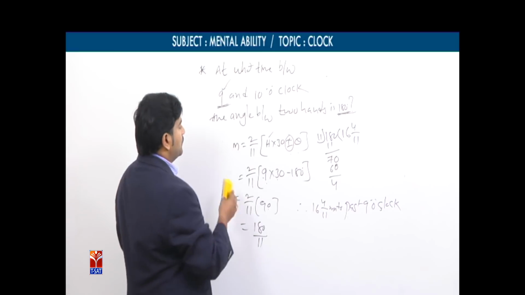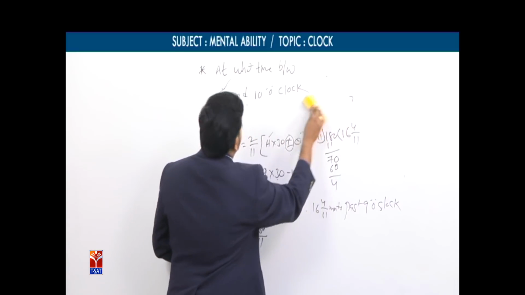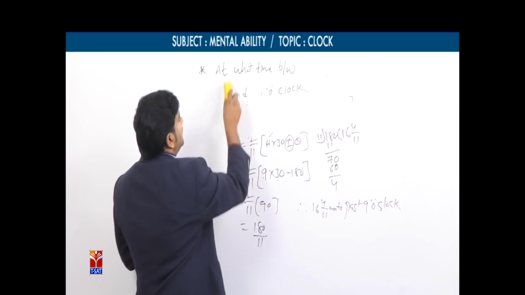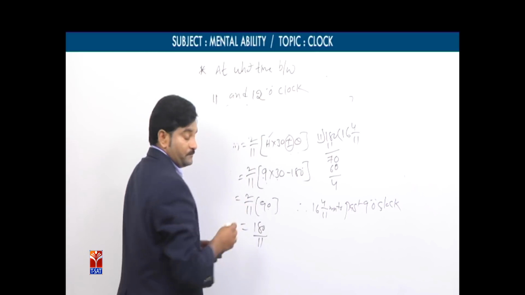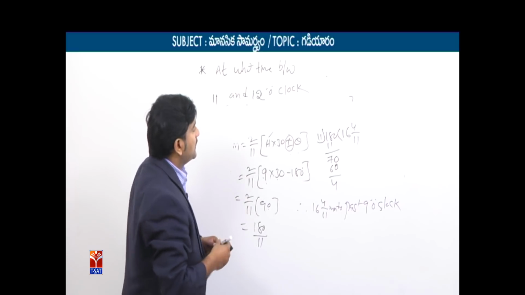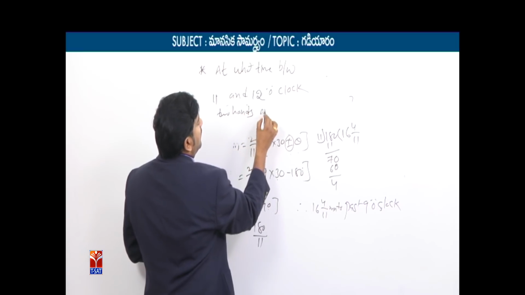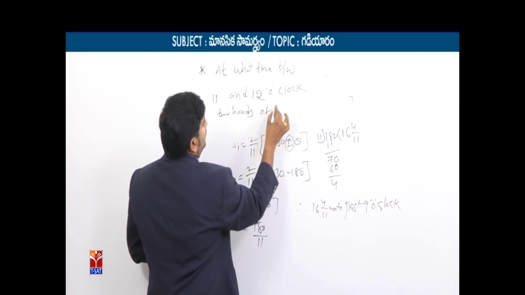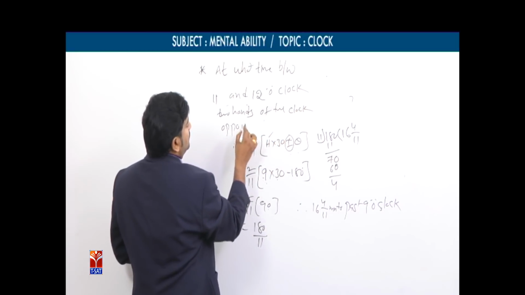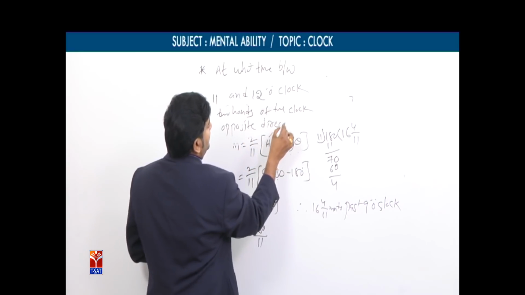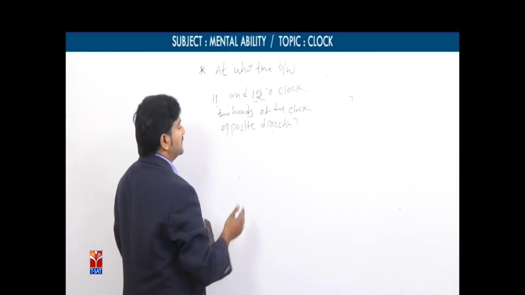So let's now take one more problem based on this. On opposite direction, instead of saying angle between, he may mention it like this also. For example, at what time between 11 and 12 o'clock do the two hands of the clock point in opposite directions? So the way of asking the question is different, but the concept is the same. Again, we need to focus on that note. So just focus on this simplification.